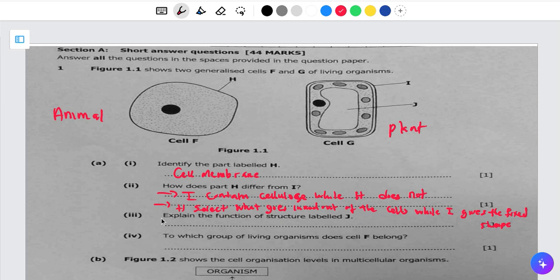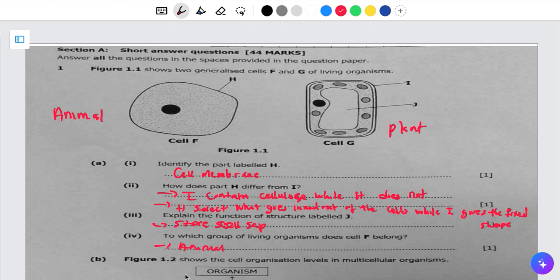Then Roman number 3 says explain the function of the structure labeled J. The structure labeled J is the vacuole. The function is just to store cell sap. Cell sap is a mixture of water, sugar, and salt. So it's a solution. Then Roman number 4, to which group of living organisms does cell F belong? Cell F is an animal cell, so we can just say animal.